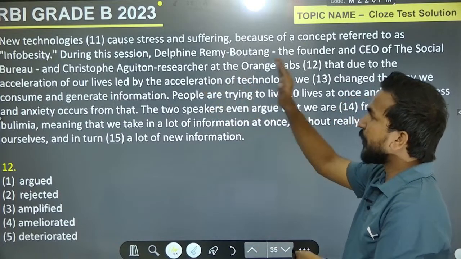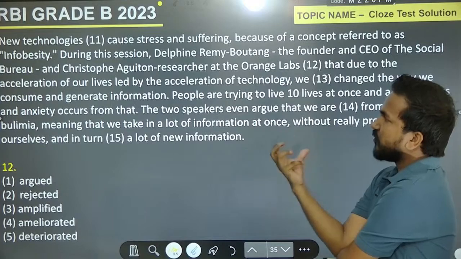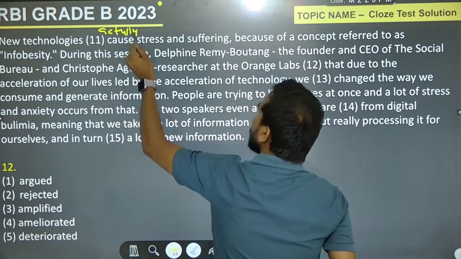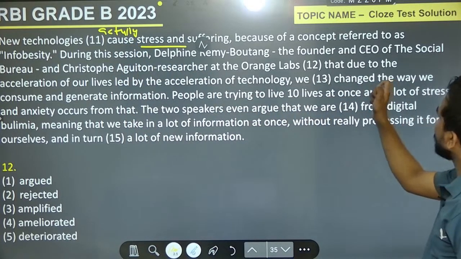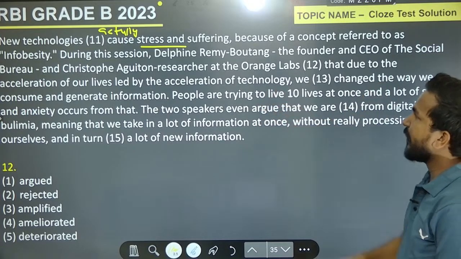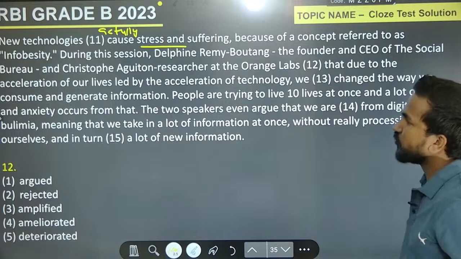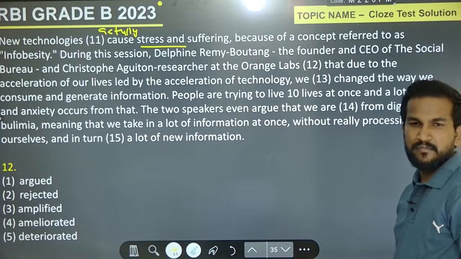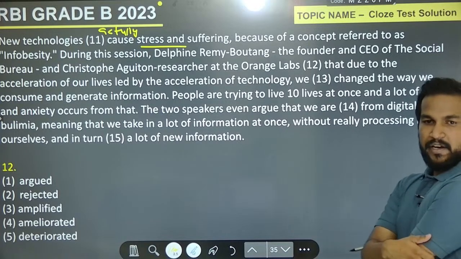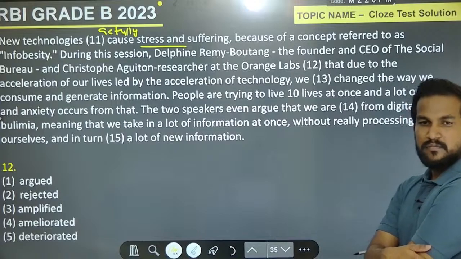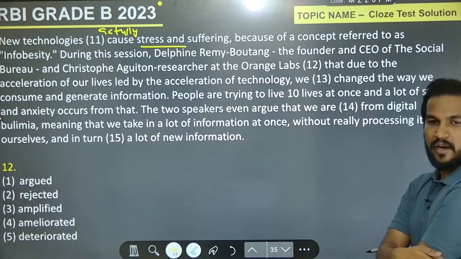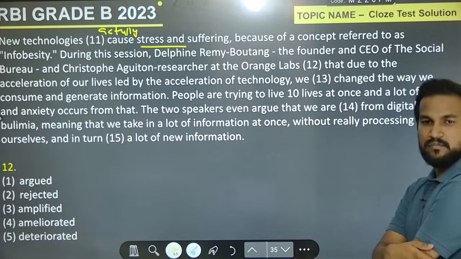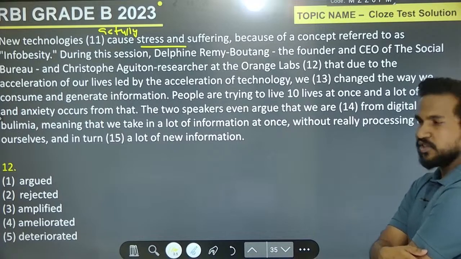Now we have the second one. New technologies actually cause stress and suffering because of a concept referred to as infobesity. During this session, Delphine Remy Boateng, the founder and CEO of the Social Bureau, and Christophe Augustin, researcher at the Orange Labs. Okay, so what must be the right answer for the second one? Go for it. This is the easy question, na?